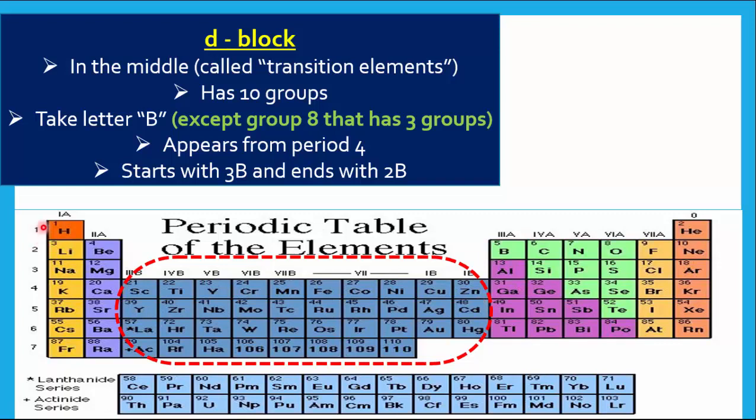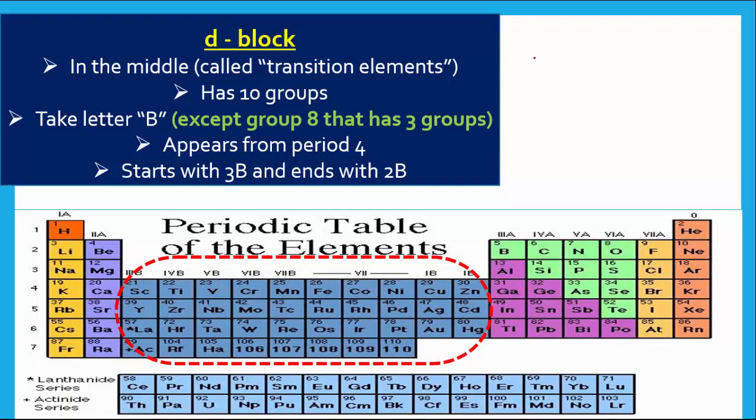And it starts with 3B, not 1B. 1B comes in the end. Look, 3B, 4B, 5B, 6B, 7B, 8B, and here is 1B and 2B. Why does it happen, Miss? Because we said when we distribute the elements in the modern periodic table, we considered 2 things: atomic number and also the filling of energy levels. Do you remember this? The levels filling is considered here.